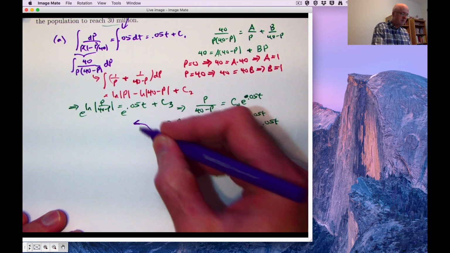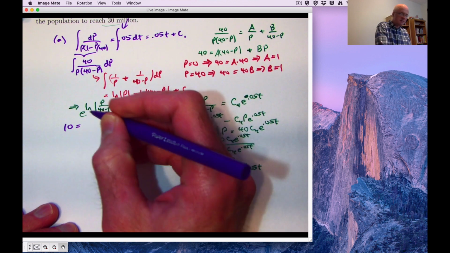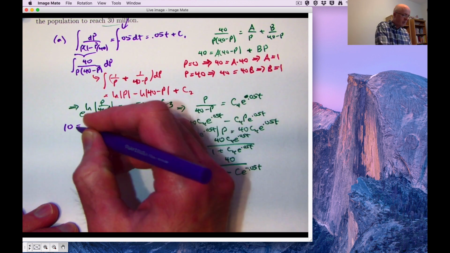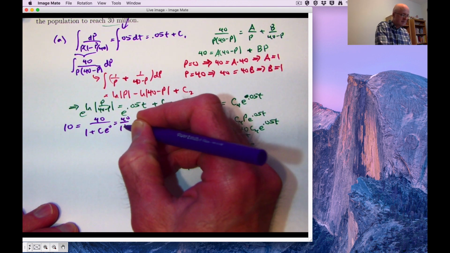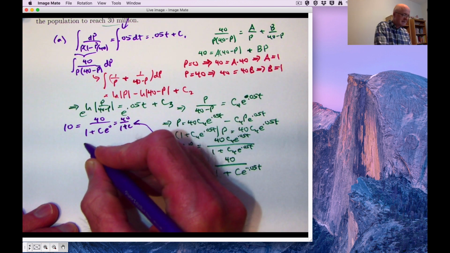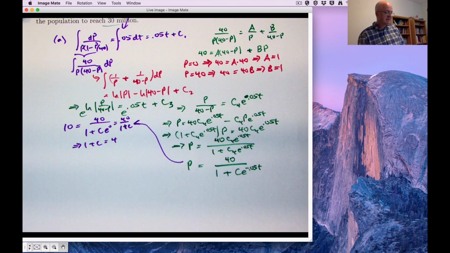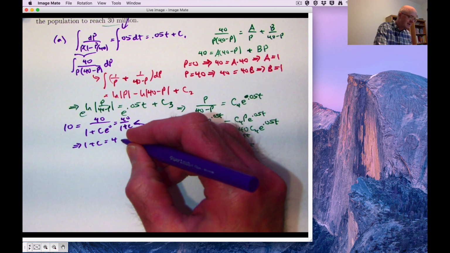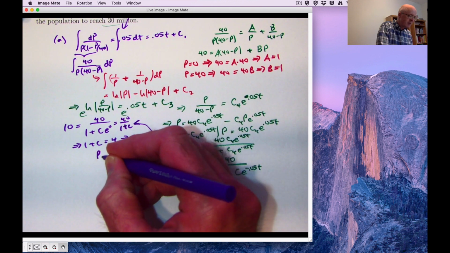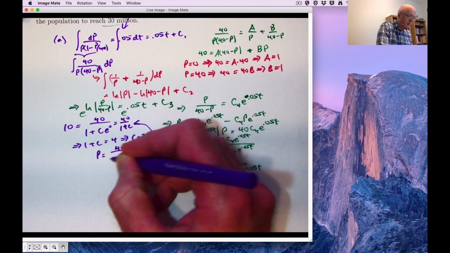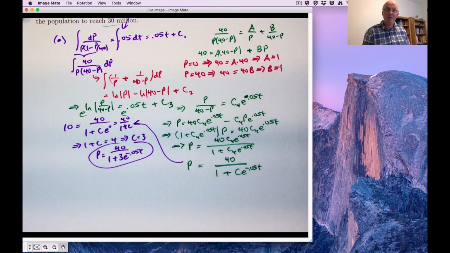Let's use the initial condition now. P of 0 is 10 million. The units of p are in millions. 10 equals 40 over 1 plus c times e to the 0, which is 40 over 1 plus c. So that means 1 plus c will equal 4, right? Multiply both sides by 1 plus c, divide both sides by 10. So c is 4 minus 1, which is 3. So the unique solution of the initial value problem is p equals 40 over 1 plus 3 e to the negative 0.05 t. That finally is the answer to A.